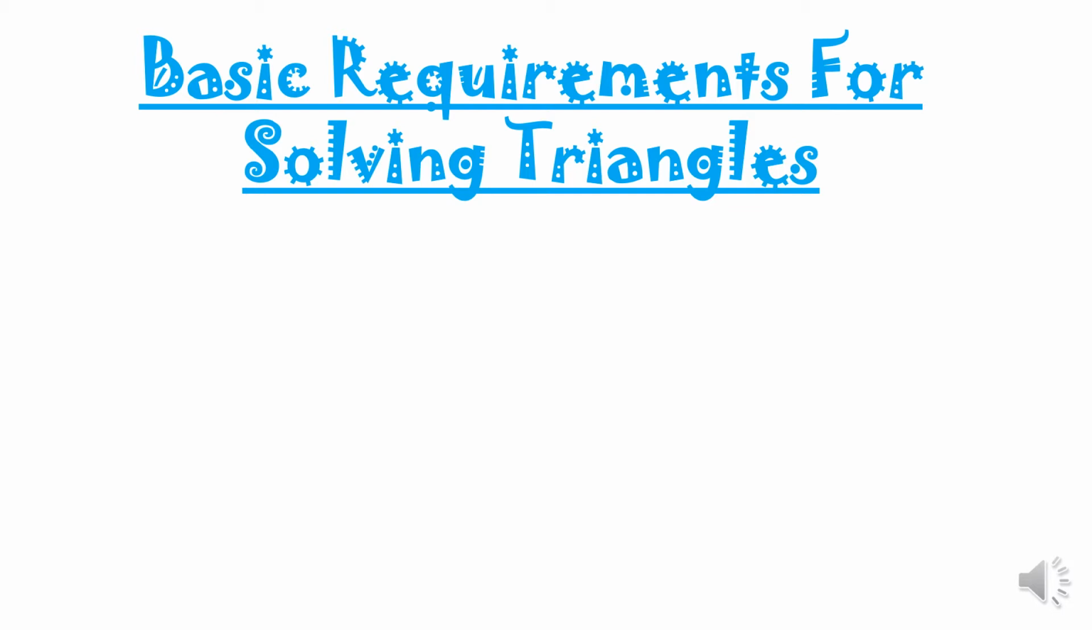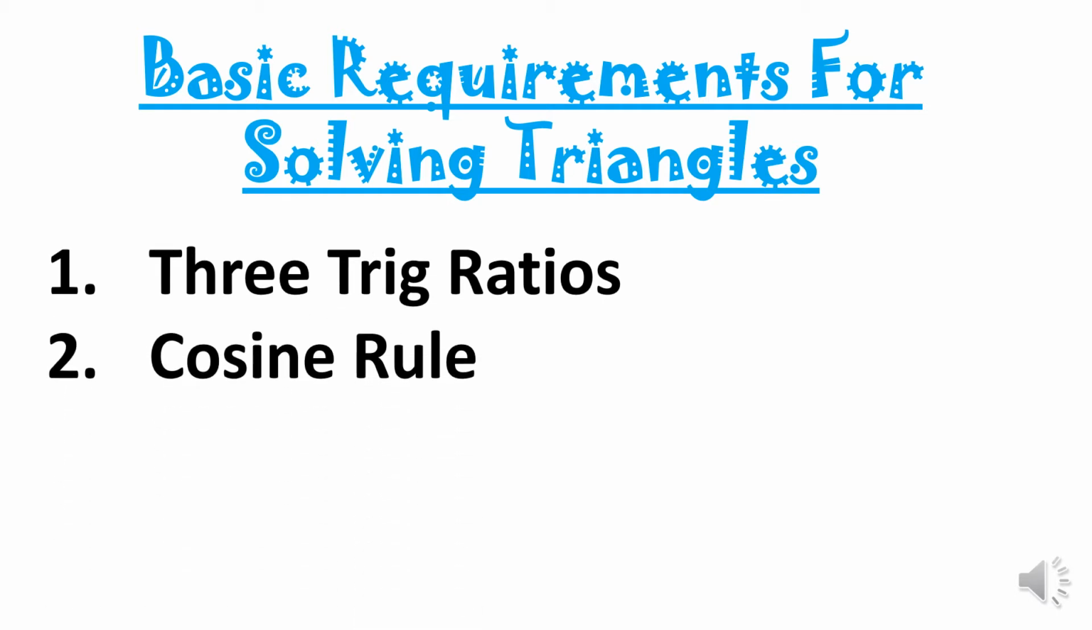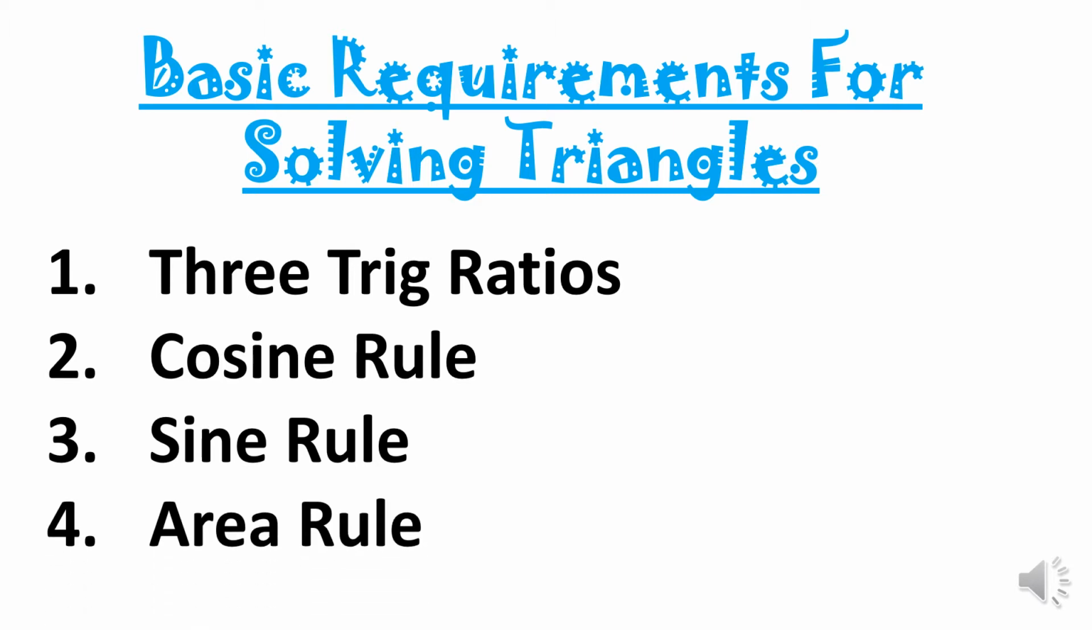There are four basic requirements that you can use to solve triangles. The first one is the three trig ratios. The second one is the cosine rule. The third one is the sine rule. And the fourth one is the area rule.